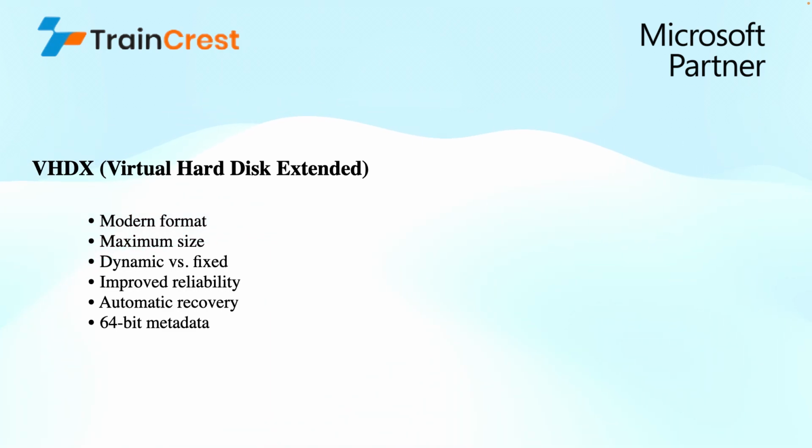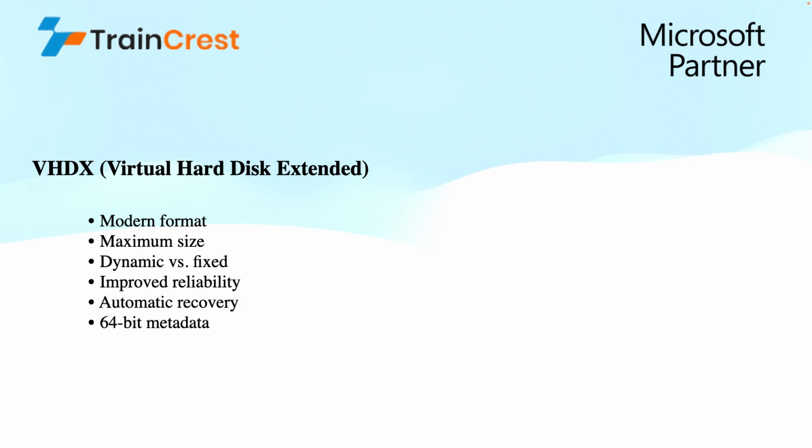VHDX is a new format that was introduced to address the limitations of the VHD that I discussed in the previous slide. Next is maximum size. It supports up to 64 terabyte. Dynamic versus fixed. The dynamic disks also offer better performance here and are less prone to corruption as compared to the VHDs. If I talk about other key features, the VHDX offers several advantages over VHD, and they include improved reliability.